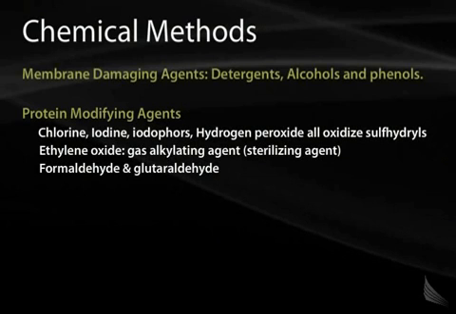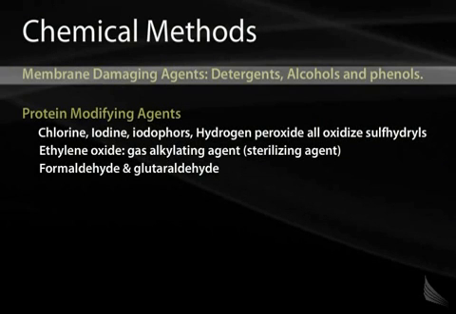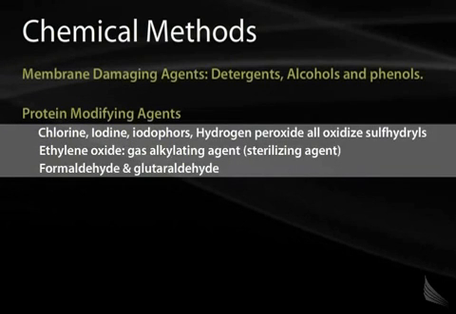Chemical methods of killing bacteria include membrane-damaging agents. These are detergents, alcohols, and phenols. Protein-modifying agents include chlorine, iodine, iodophores, hydrogen peroxide, and agents that oxidize sulfhydryls. Ethylene oxide and formaldehyde are also protein-modifying agents which can kill a lot of things.